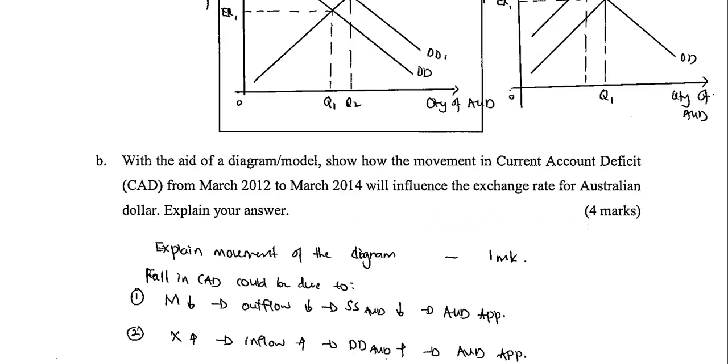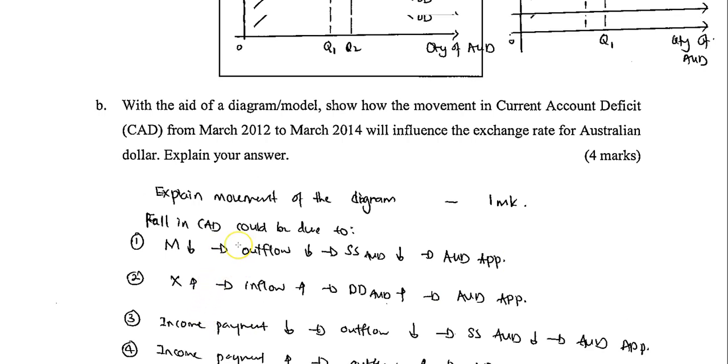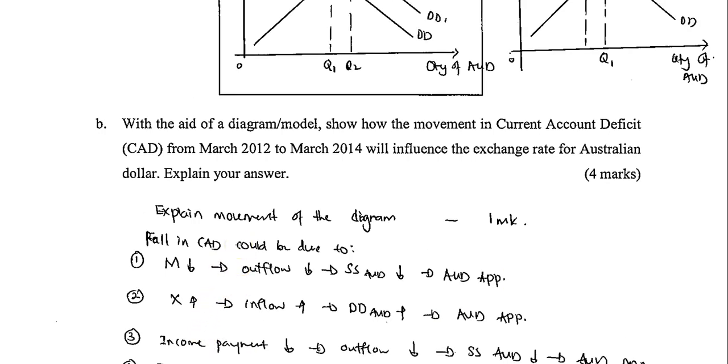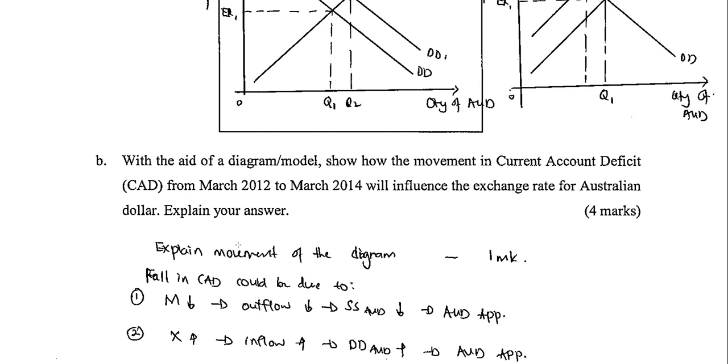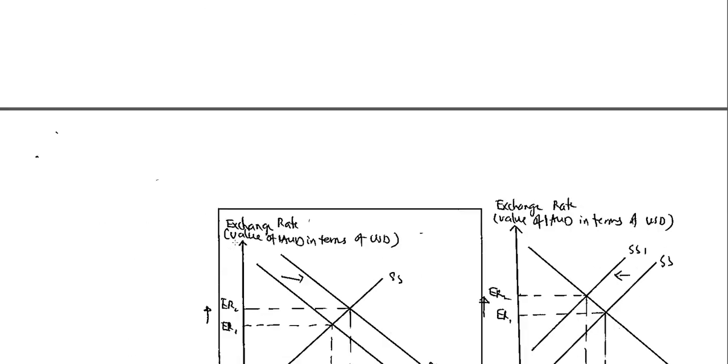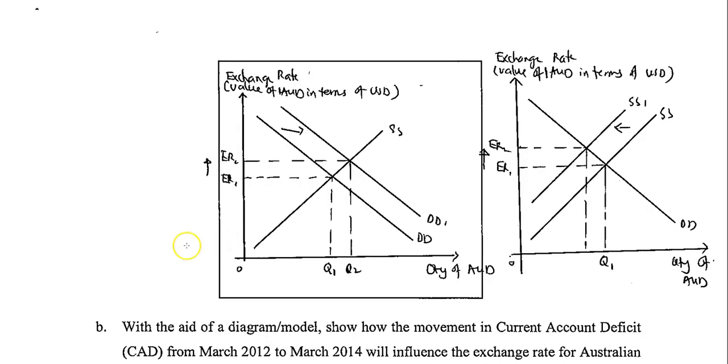Fall in CAD means what? Fall in CAD will tell us that there is lesser outflow from the country. Am I right or not? Lesser outflow or lesser debit as compared to the previous year, or maybe more credit as compared to previous year. Hence, you have lesser deficit. So, in other words, it is actually telling us that our currency appreciates.